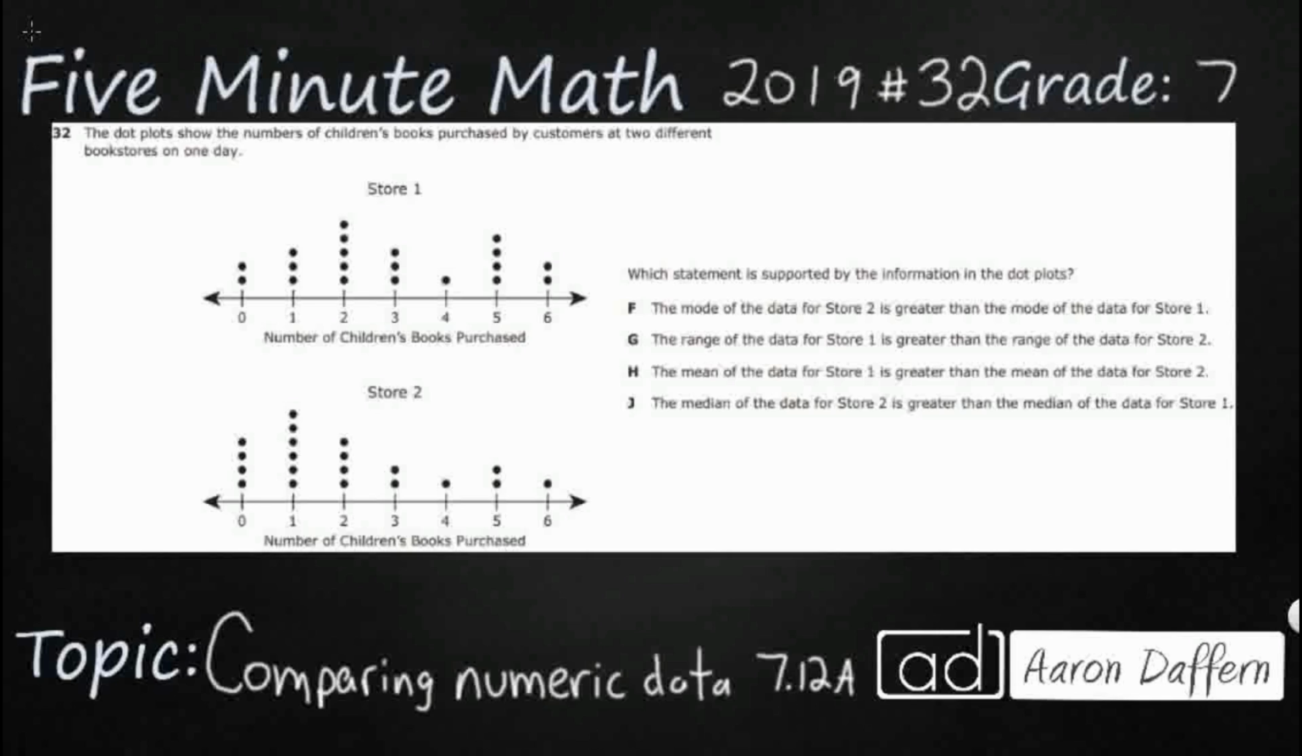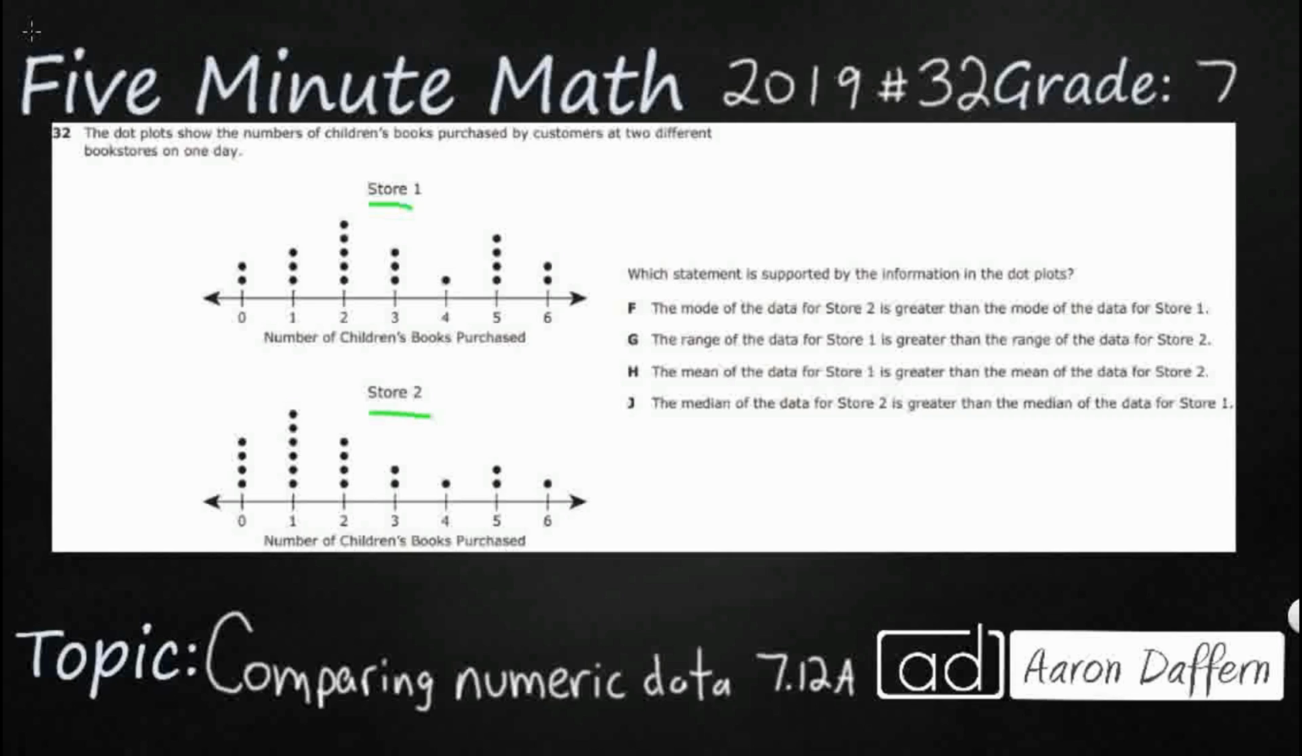So we have two different dot plots, and they're kind of stacked on top of each other, so if we needed to compare them in any way, we could, because they've got the same spacing, and they've got the same scale from 0 to 6. They're showing the number of children's books that are purchased by customers at two different stores. So we've got store 1 on top, store 2.